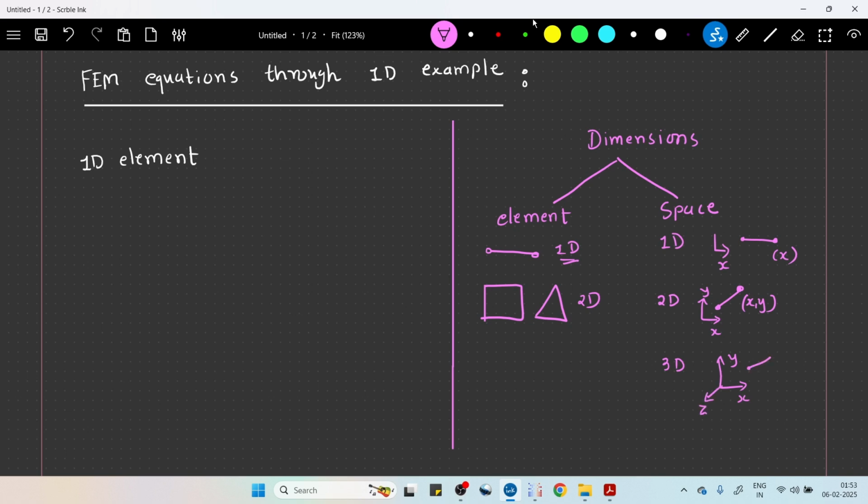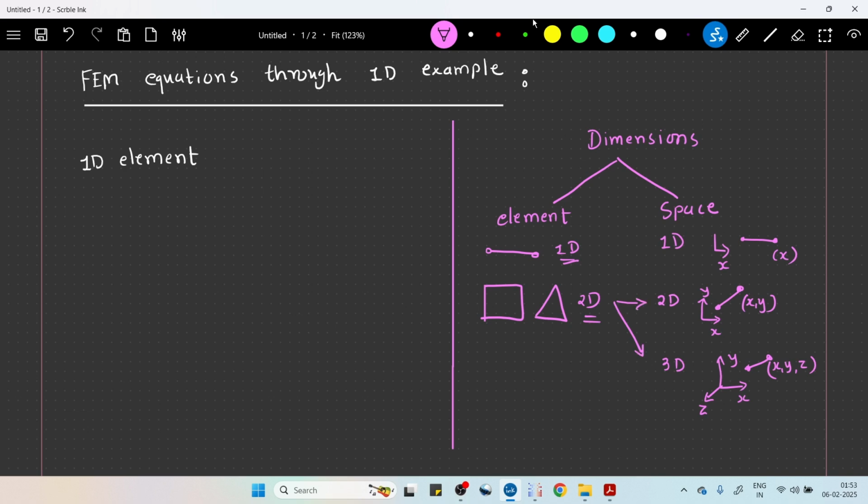The line element can be in 3D space as well, with xyz coordinates. Similarly, a 2D element can be in 2D space or 3D space. A 2D element cannot be fitted into 1D space, right?